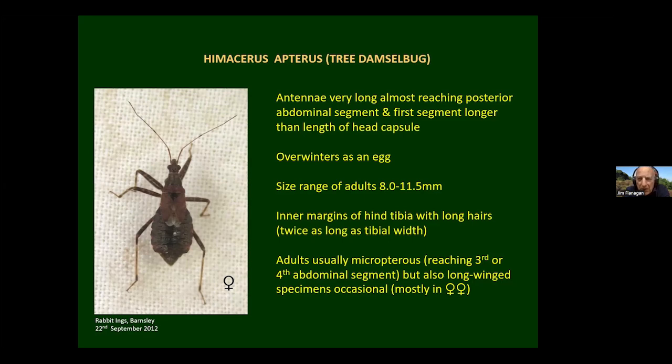There's a bit of a small overlap with ant damsel bug on that. The inner margins of the hind tibia have long hairs, twice as long as the tibial width. Adults are usually micropterous, but long wing specimens are occasional, mostly in the females.